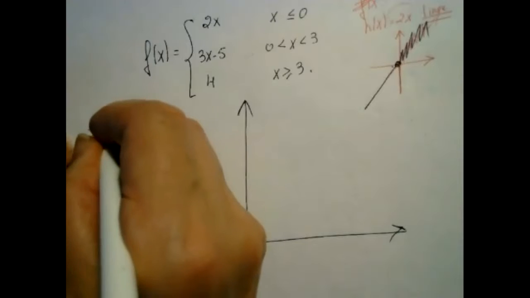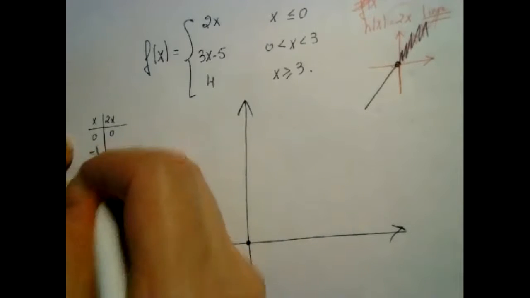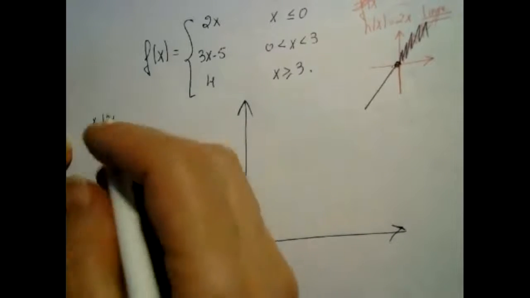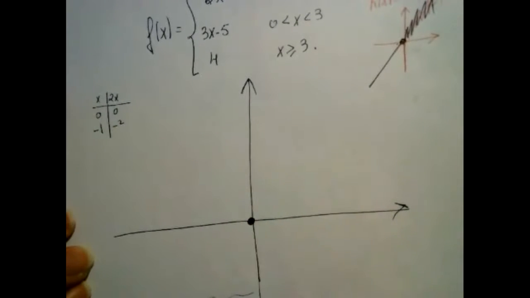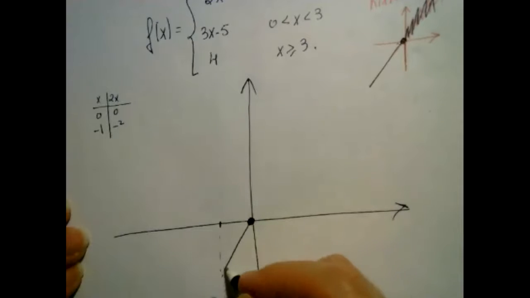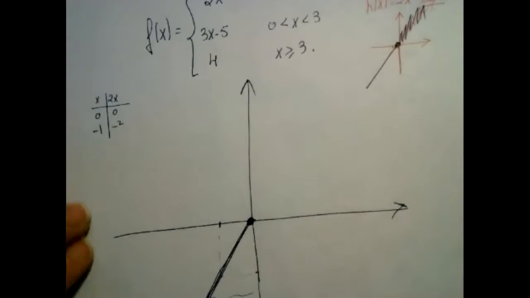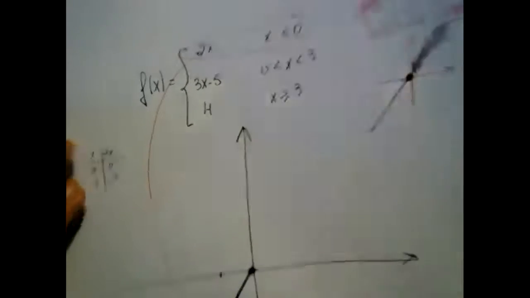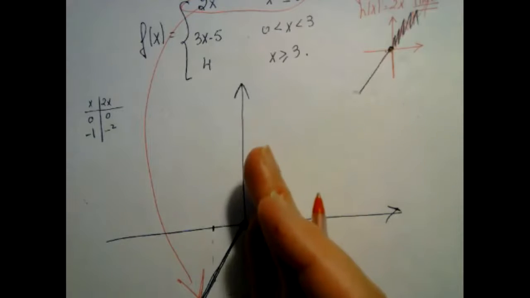I take, so this is x and this is 2x, 0, 0. But now, since I need to stop at 0, it's nice to know what happened at -1 because I need to stop here. At -1, this is -2. So now I graph it. At 0, it's 0. X is -1, this is -2. So that's the graph. This is the graph of 2x, but I stop right there. I don't go any further. So this piece is that piece, because the rule stops here. It doesn't go any further.